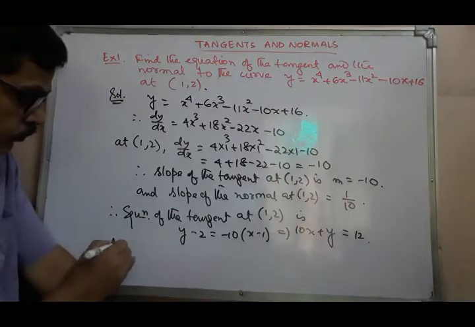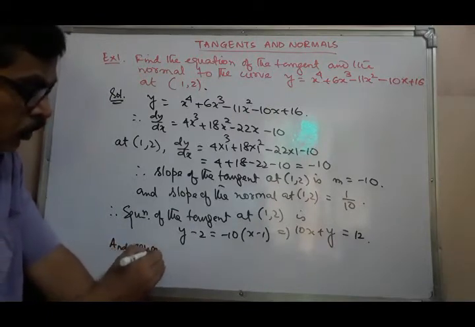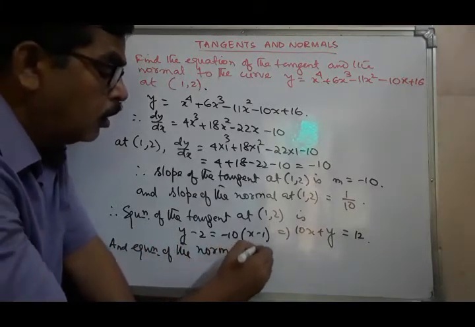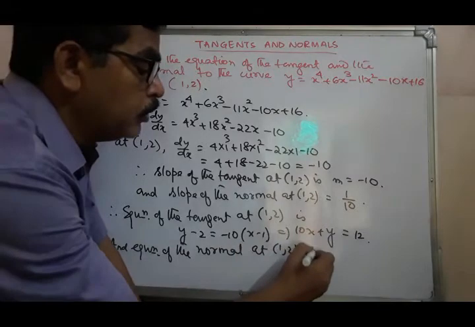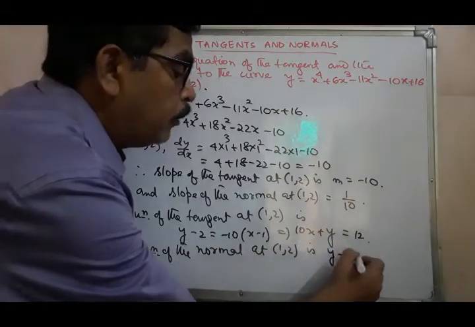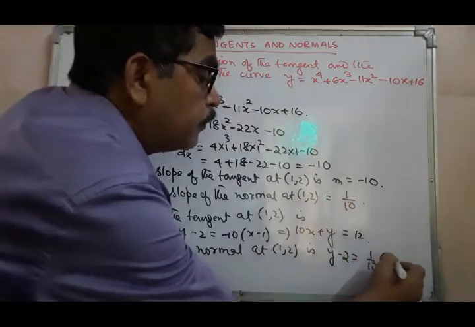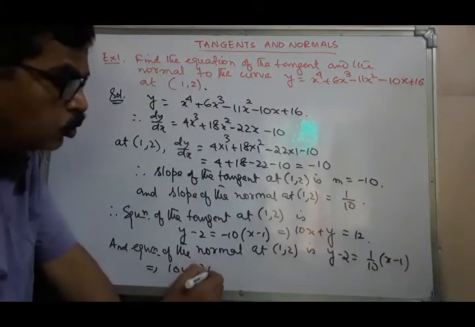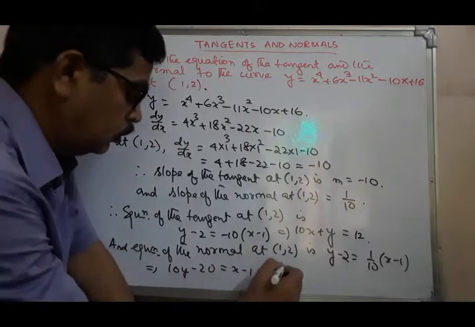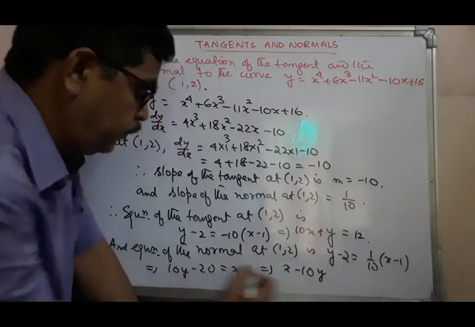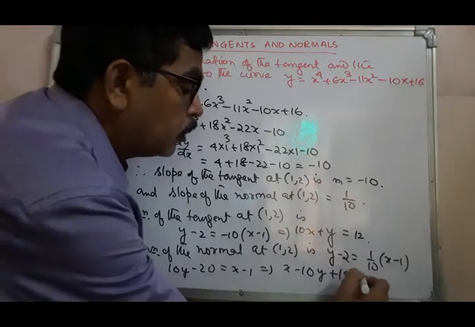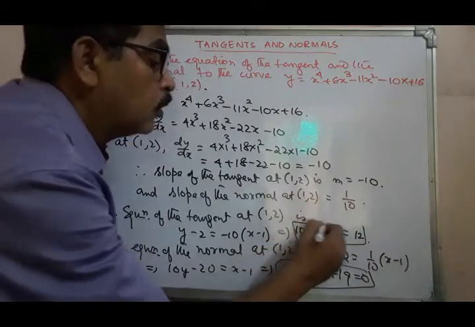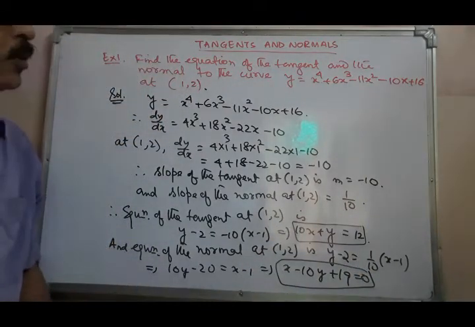And equation of the normal at (1, 2) is y minus 2 equal to 1 by 10 into (x minus 1), that is 10y minus 20 equal to x minus 1, that is x minus 10y plus 19 equal to 0. So this is the answer.